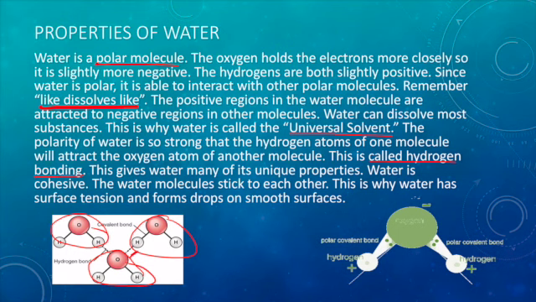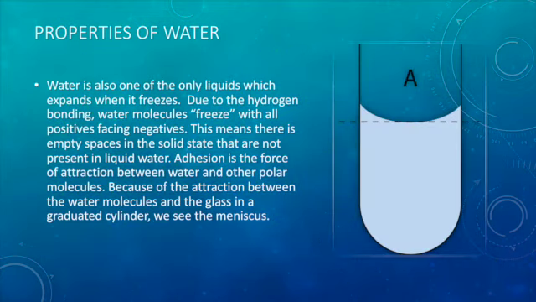Water is cohesive. That means that the water molecules stick to each other. And this is why it has surface tension and can form drops on smooth surfaces. Water is also one of the only liquids which expands when it freezes. This is due to hydrogen bonding. Water molecules freeze with all the positives facing negatives, which means there's a lot of empty space in the solid that are not present in the liquid.